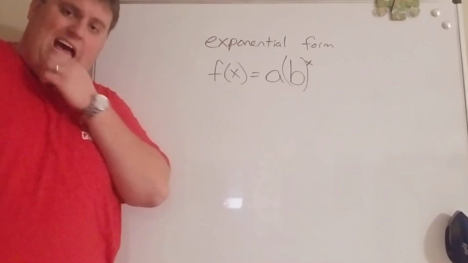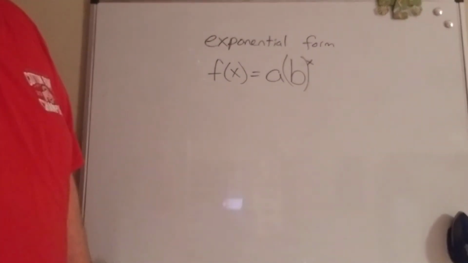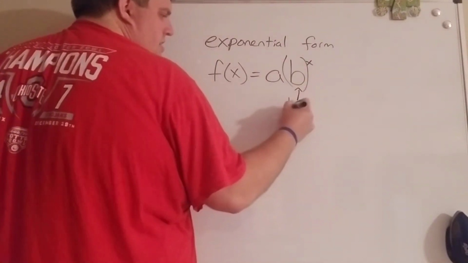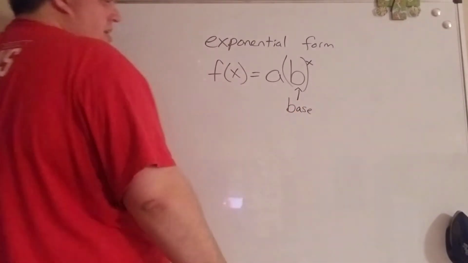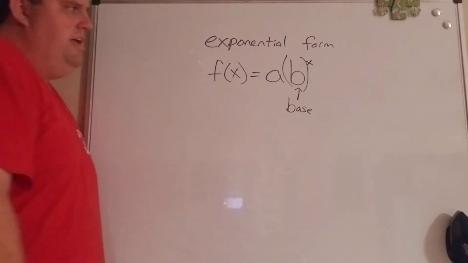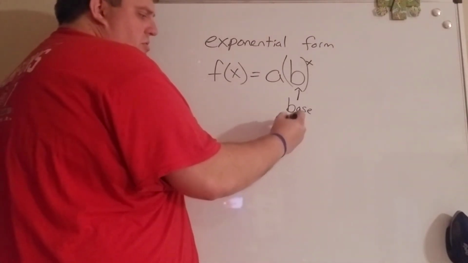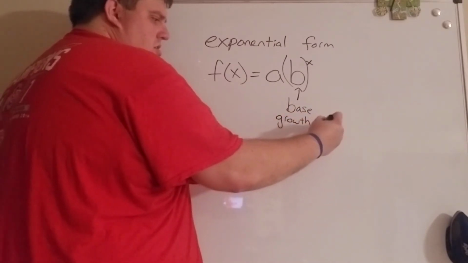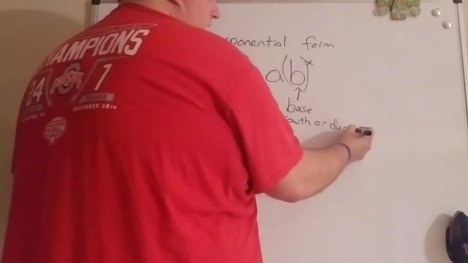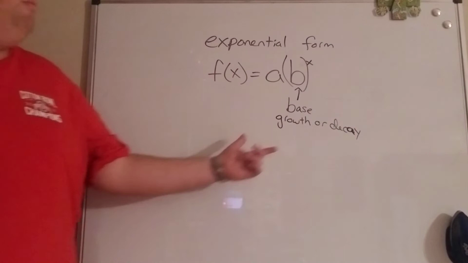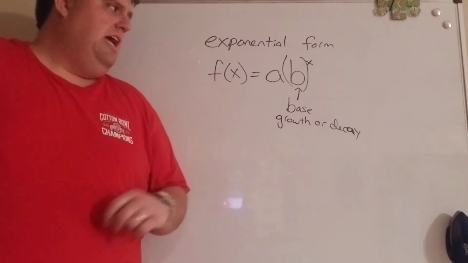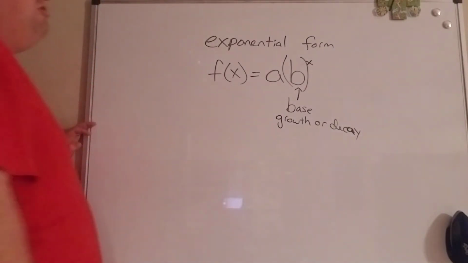So let's dive into this a little bit and talk about what we're seeing. This b is our base. What number has the x as an exponent on it? And that number, just a quick recap, will tell us if it's growth or decay. If it is greater than 1, we know that it's going to be growth. If it's between 0 and 1 and a fraction, we know that's going to be decay. So that number tells us some interesting information.